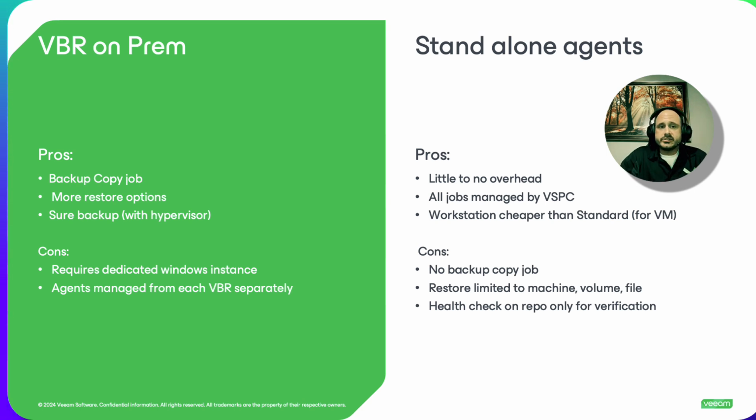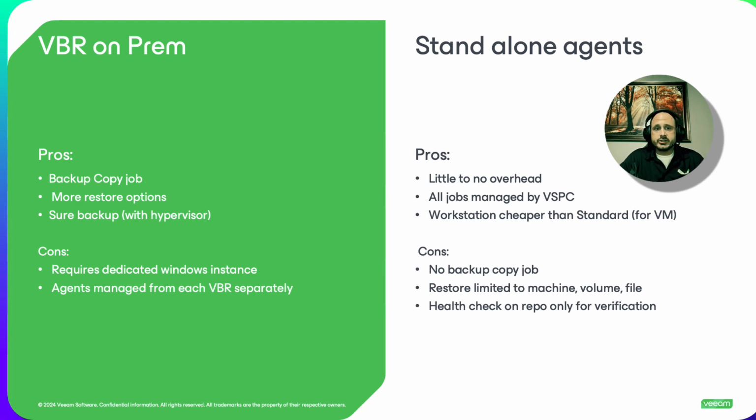Now, the downside of using standalone agents, like I said, this is kind of the opposite of the pros for VBR. There's no backup copy job. So if you want to do two jobs, like one local, one to the cloud, you have to create two separate jobs. They have to run at different times, and they both come from production. There's no additional cost for that from a Veeam perspective. We only charge per machine, but it is two jobs with two different schedules.